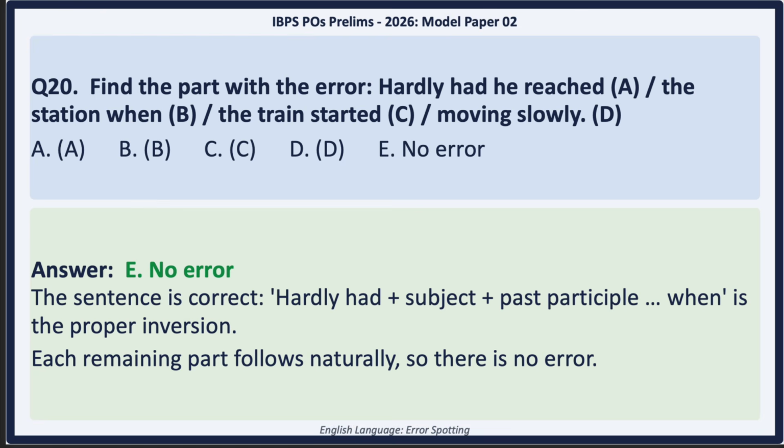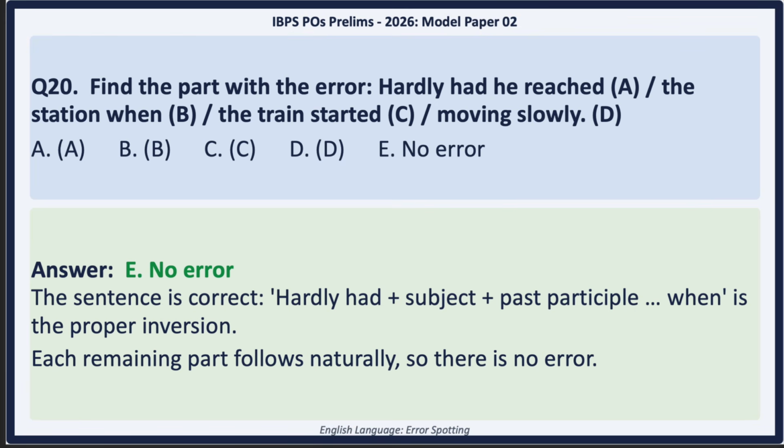Question 20 evaluates adverbial inversion. Hardly had he reached the station when the train started moving slowly. Is there an error there? It sounds a bit, I don't know, old-fashioned. It sounds formal, but grammatically the correct choice is E. No error. When you start with a negative adverb for dramatic emphasis like hardly, standard syntax must be inverted. You don't say hardly he had reached. You must say hardly had he reached. It's flawlessly executed here. Good to know.